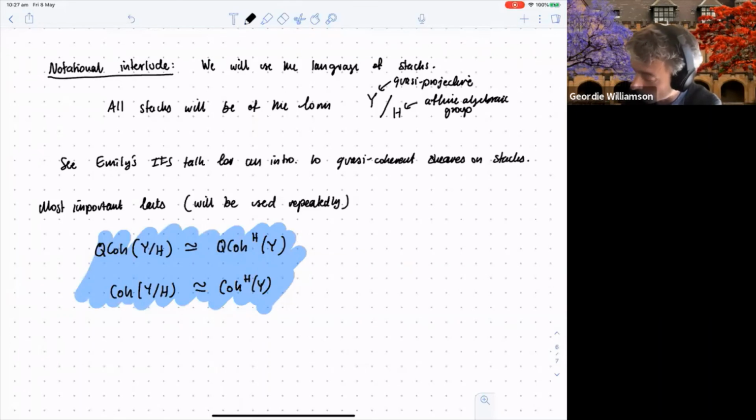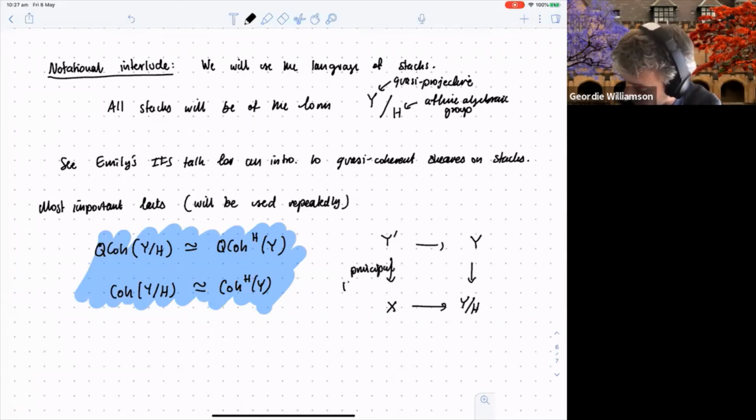So that's very important. We will use this all the time. And the other thing that we'll use all the time is that this map from Y to Y mod H is a principal H-bundle. So what that means is that if I probe this by any other scheme, then I get a principal bundle, and this is Cartesian.